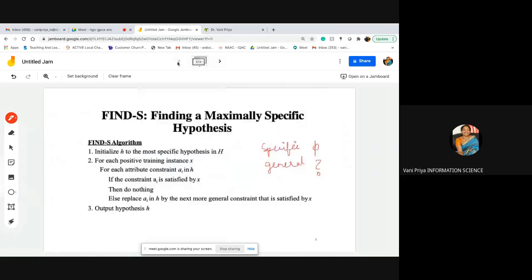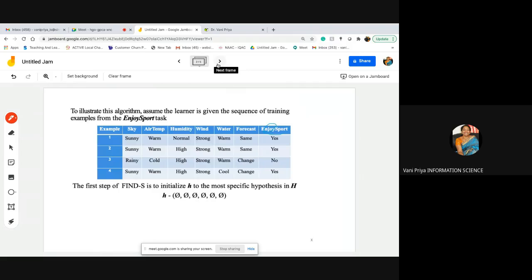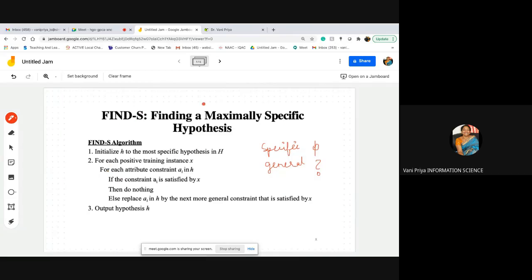Next, for each positive training instance x. First of all, let me tell you, this Find-S algorithm only works for the positive training examples. It will not consider the negative training examples. We had discussed this in the candidate elimination algorithm video also, where I explained that the problem with the Find-S algorithm is that it deals only with the positive training examples. It will never consider the negative ones. So the second step is for each positive training instance.